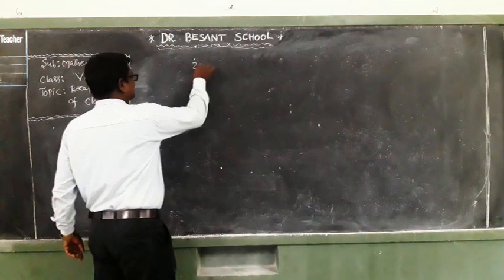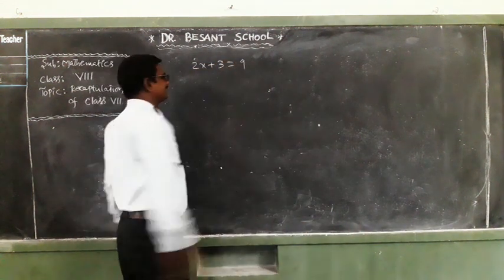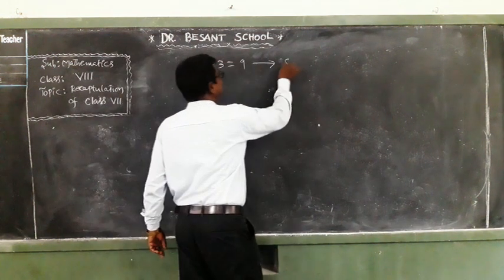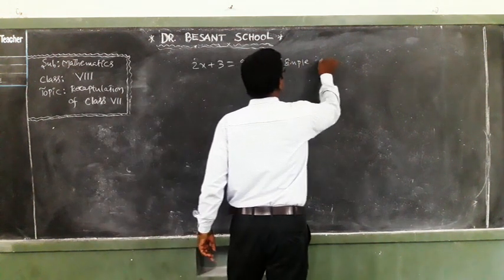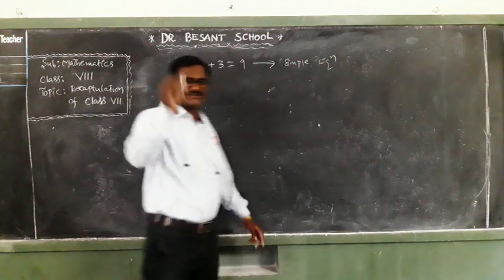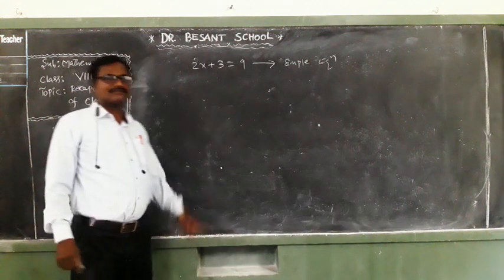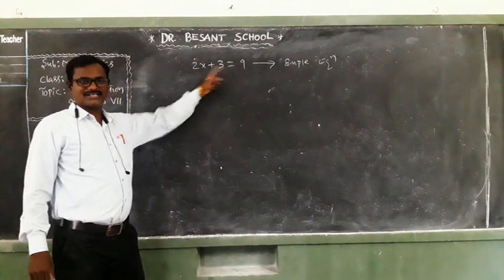For example, 2x plus 3 is equal to 9. It is a simple equation. A simple equation is nothing but an equation in one variable. Can you say what the variable is here? Yes, x is the variable.